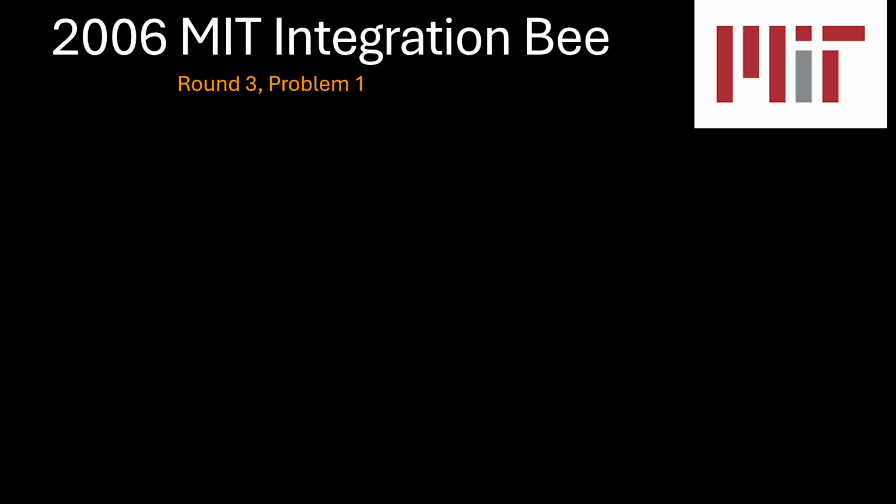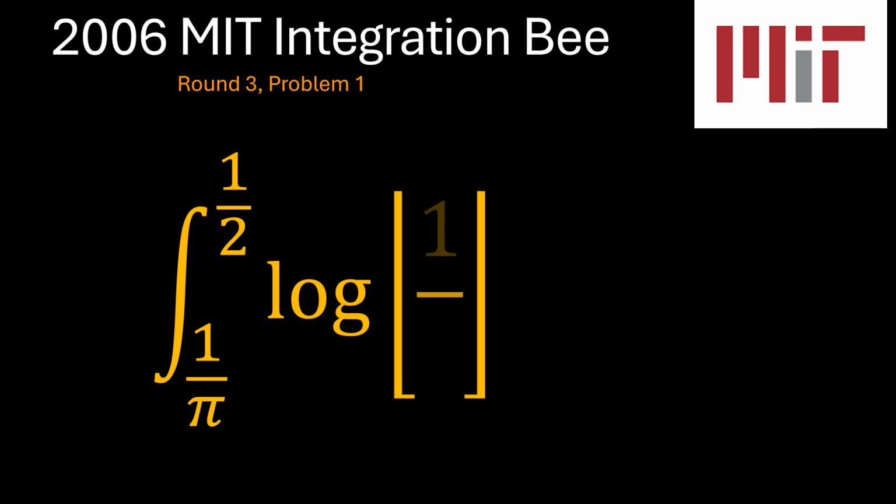Round 2 was very short. There was only a single problem for which they were able to get the winner. But round 3 had a couple of problems, actually 5 problems to be exact, as I mentioned previously. This is our problem number 1. The definite integral from x equals 1 over pi to x equals a half of natural logarithm of the floor function of 1 over x.